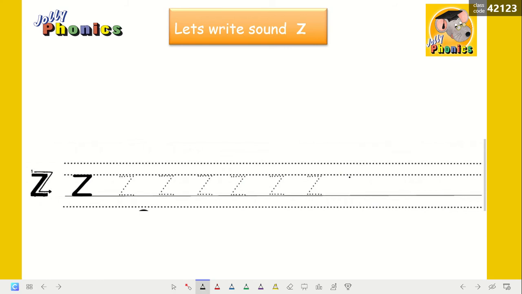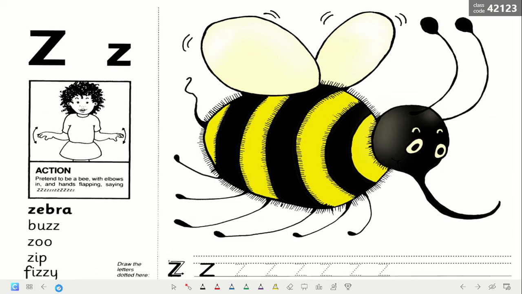How can we write the sound zzz? We will start from line number 2 till 3 like this. Cross, down, cross. Again, cross, down, cross. Zzz. Can you write it down on your booklet?